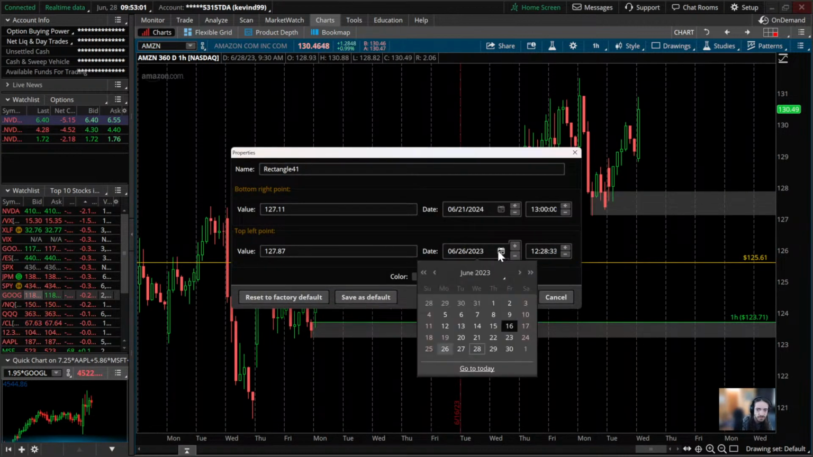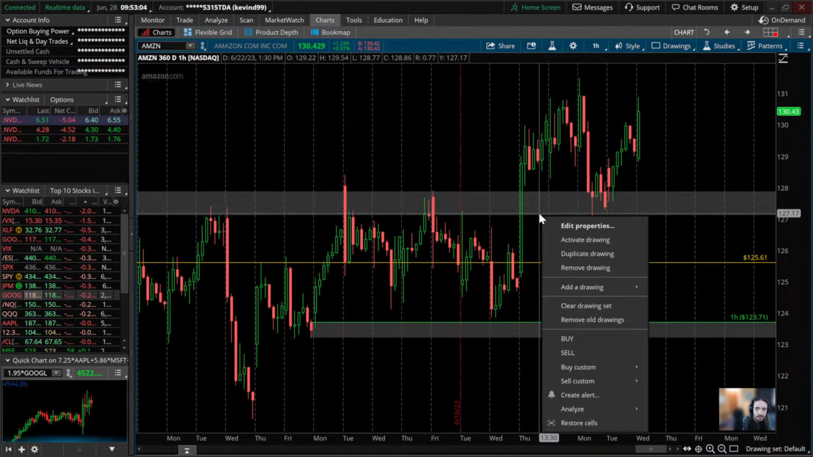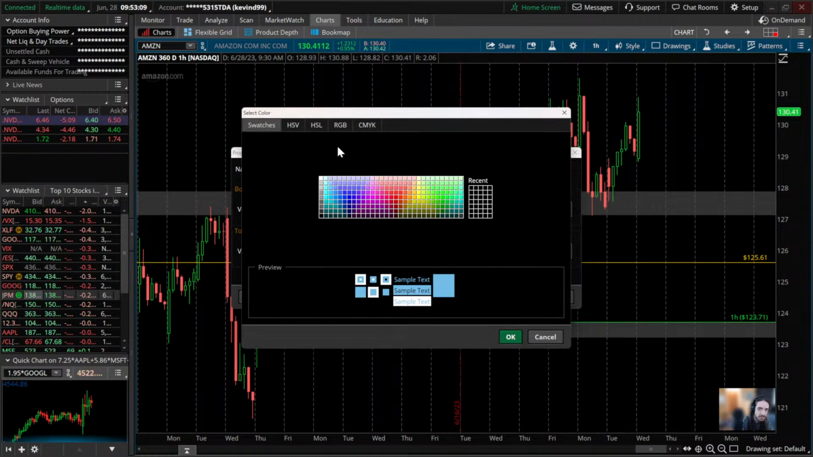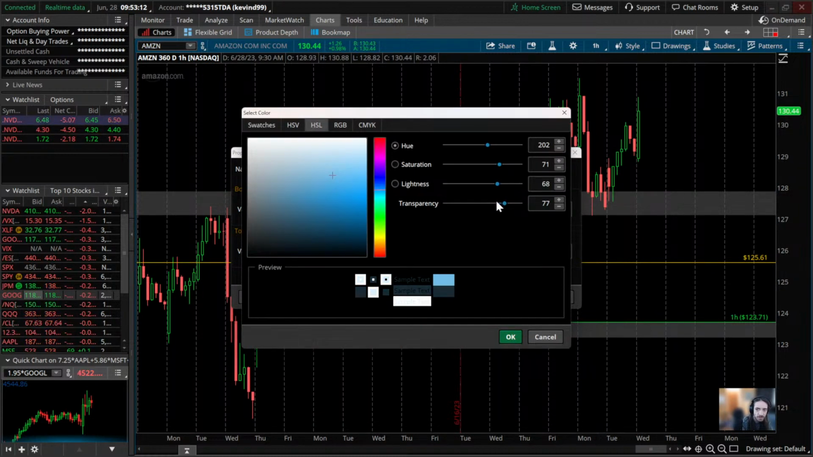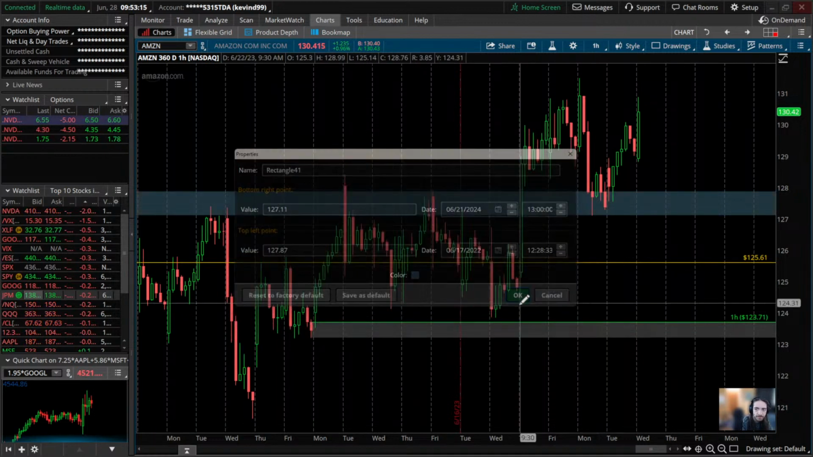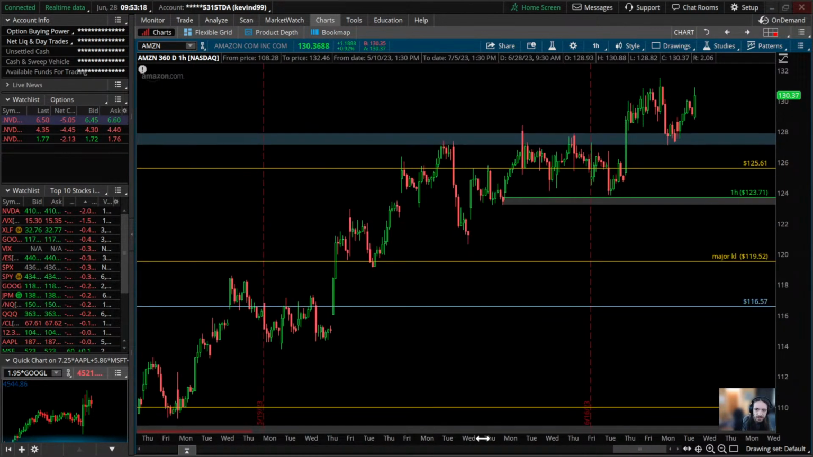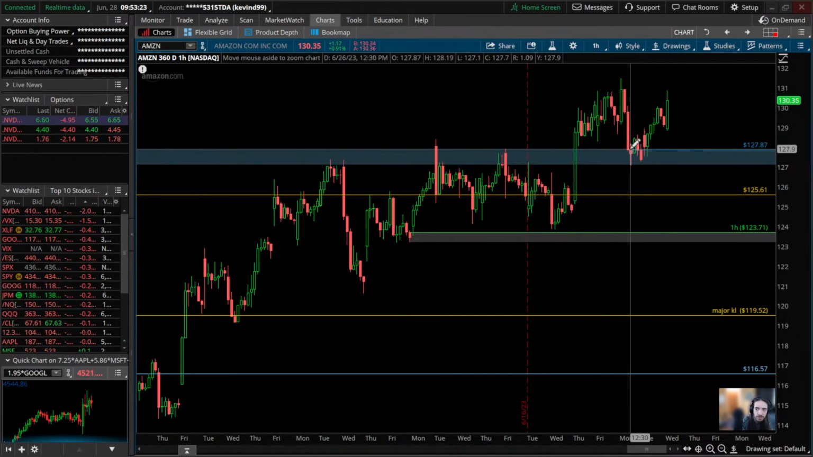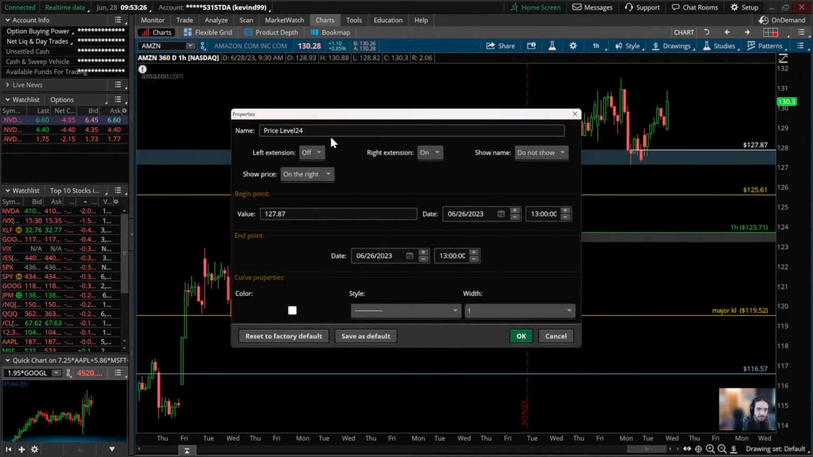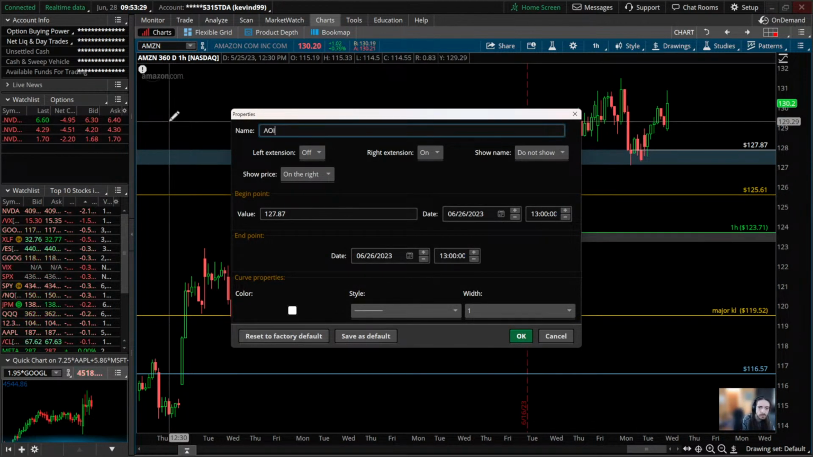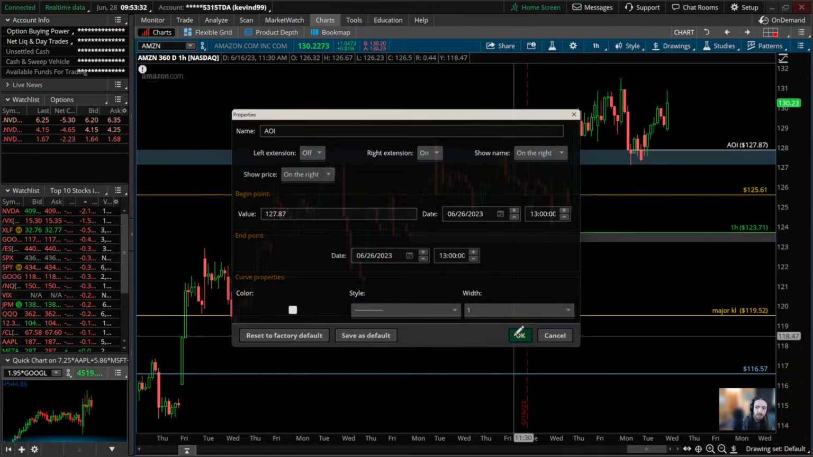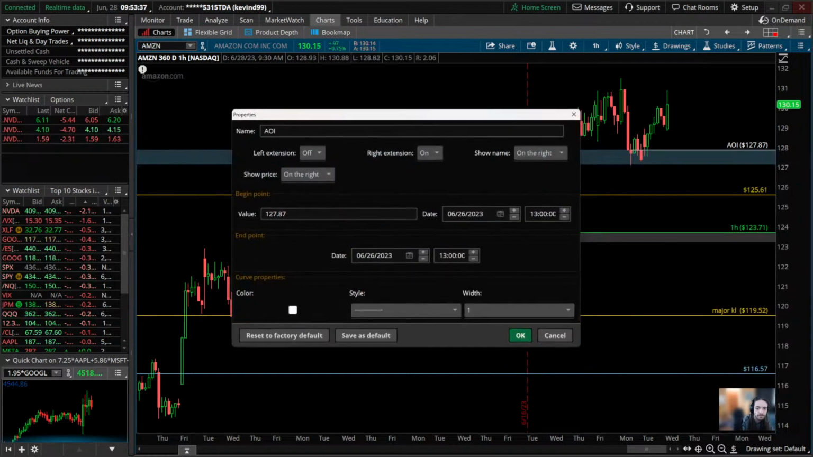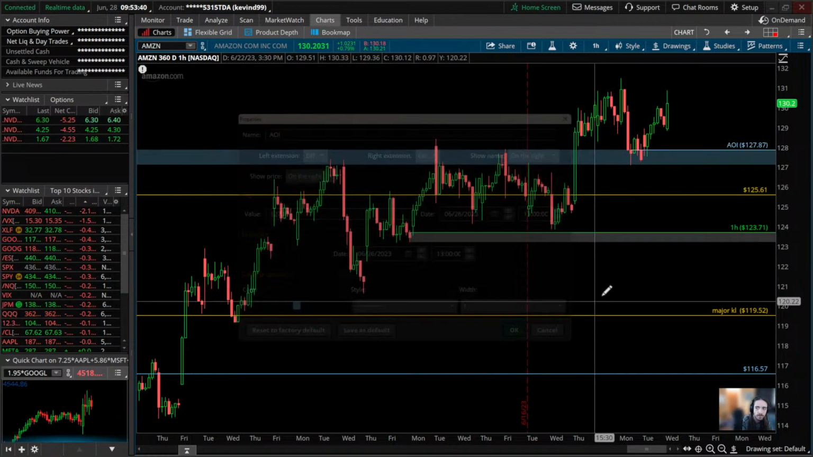Let's see. Throw that back. Sometimes I'll make my areas of interest blue or something, just so I know it's not a supply or demand. Transparency again up to about 70. And there's my area of interest on Amazon. And I'll even mark AOI, area of interest. Show on right. Beautiful. Make that blue too. And we're chilling.